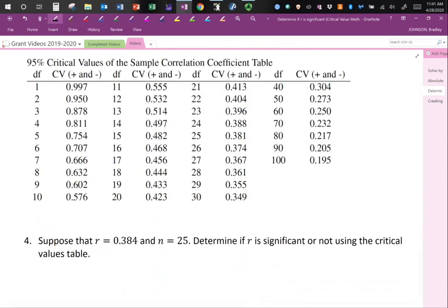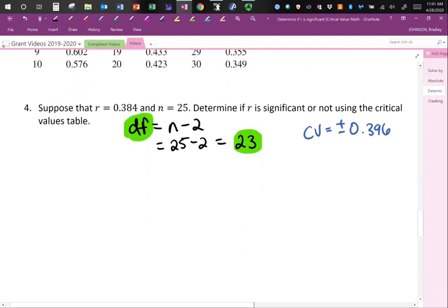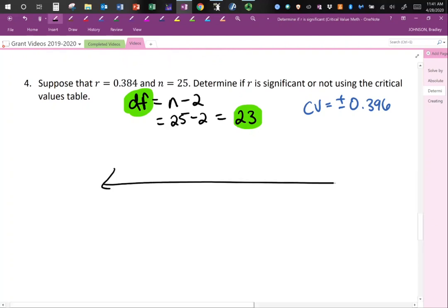Let's do another one. Number 4, suppose that r equals 0.384 and n equals 25. Determine if r is significant or not. So first things first, degrees of freedom, n minus 2. Well, that's 25 minus 2, which gives you 23. And then we look at 23 in degrees of freedom on our table. So 23 is right here. We can see that matches up. So then our critical value would be plus or minus 0.396.